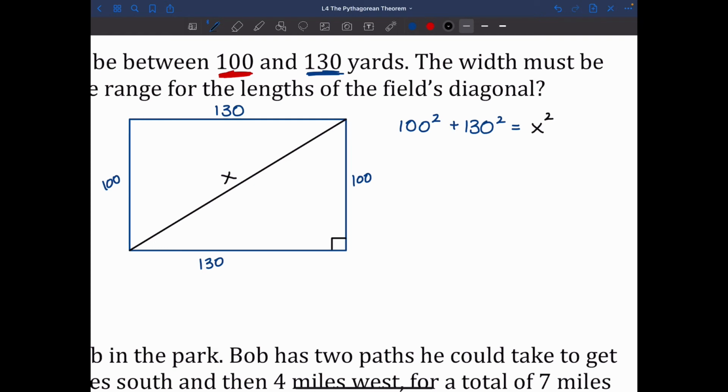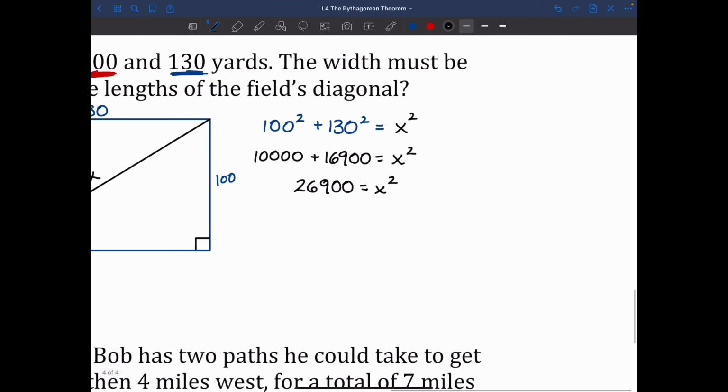If I simplify those, 100 squared was 10,000. 130 squared is 16,900, equals x squared. If I smush those numbers together, I'm going to get 26,900 equal to x squared. And oh, that's a heck of a number. I don't want to figure out what that is. We're going to take the square root of both sides.